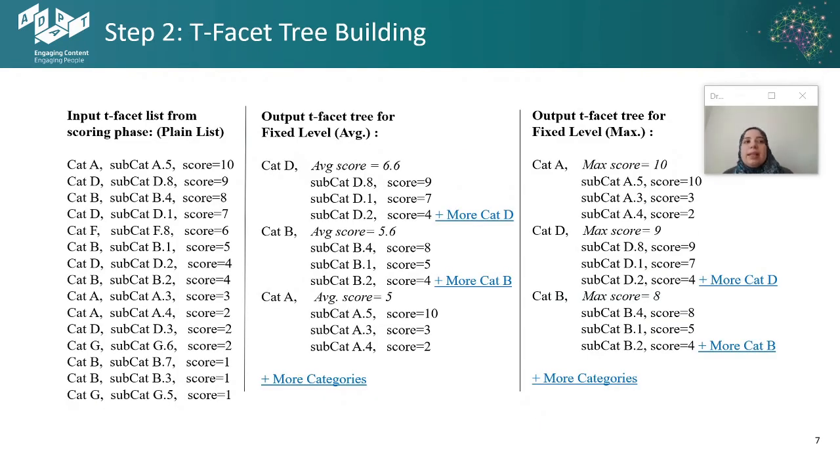For the second step in the T-facet tree building, we also experimented with two simple, straightforward methods. They use a predefined fixed number of T-facets to be displayed at each level. So in this example, we see the system is configured to display only two levels. In the first level, 3 parent level 1 T-facets are displayed, and each has 3 children, and higher categories are sorted by the average score of their top children.